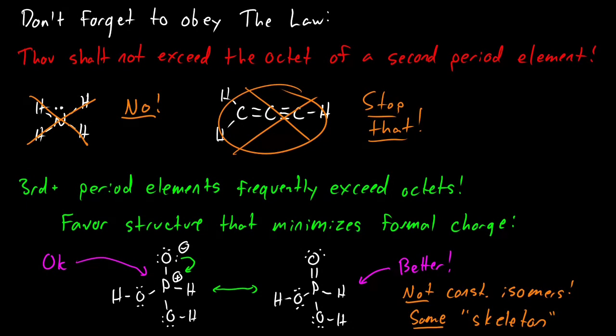It's also important to point out here that the 2 structures that I've drawn are not constitutional isomers because they have the same skeleton, a central phosphorus connected to 3 oxygen atoms and 1 hydrogen with 2 hydrogen atoms on 2 of the terminal oxygens. These structures are resonance forms, which we'll cover in a later video.